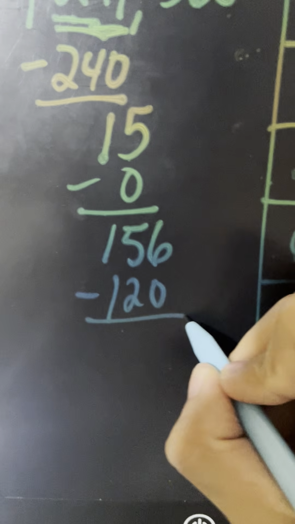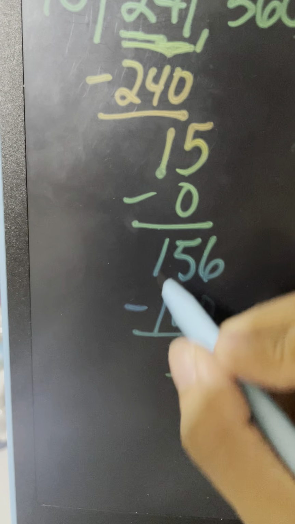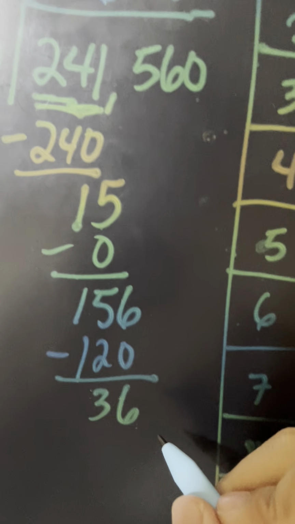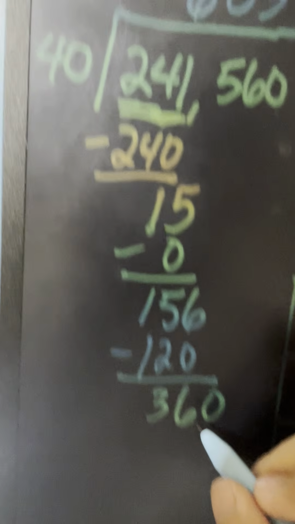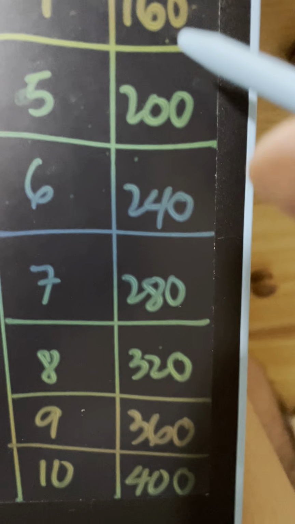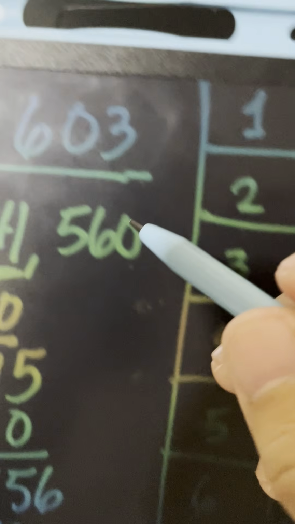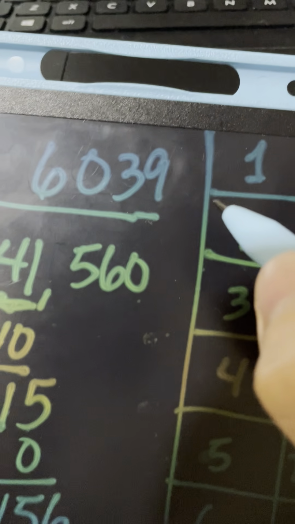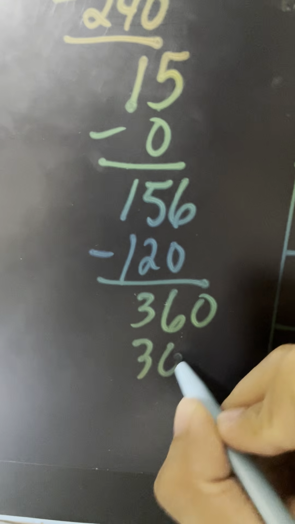We subtract. 6 minus 0 is 6. 5 minus 2 is 3. 1 minus 1, 0. 36. Let's bring down 0. We get 360. We divide it again by 40. Let's look here. 360. Oh, we have 360 here. 9. Write 9 above 0. 9 times 40. That's also 360.